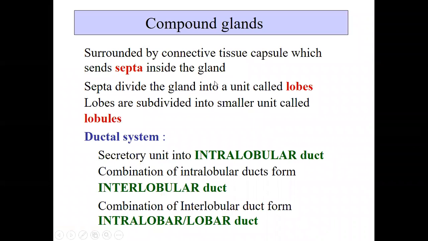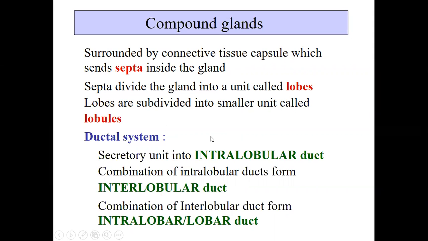Now we're going to discuss the compound gland. The compound gland is surrounded by connective tissue. Because of the huge size of the gland, it is surrounded by a connective tissue capsule, which sends septa into the gland. Whenever it sends tissue septa, it divides the gland into units called lobes, and each lobe is further subdivided into smaller units called lobules.